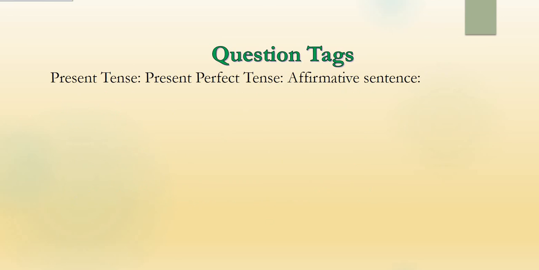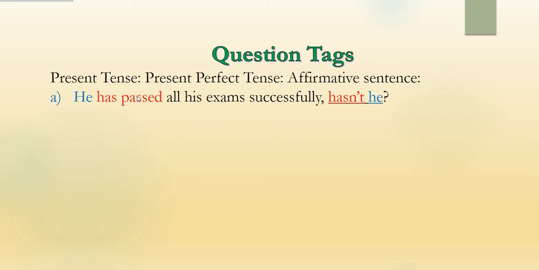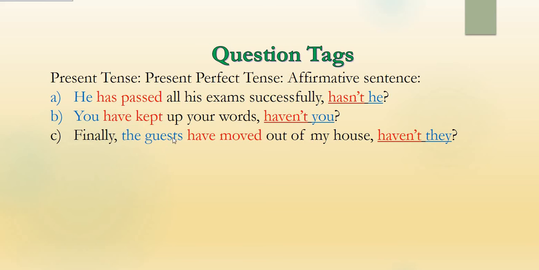Present perfect tense. He has passed all his exams successfully. Hasn't he? You have kept up your words. Haven't you? Finally, the guests have moved out of my house. See here, finally is not subject, it is adverb. It is giving extra information about the sentence. We know that the guests is the subject of this sentence and have is the auxiliary verb. So haven't they, because it is in the plural form.